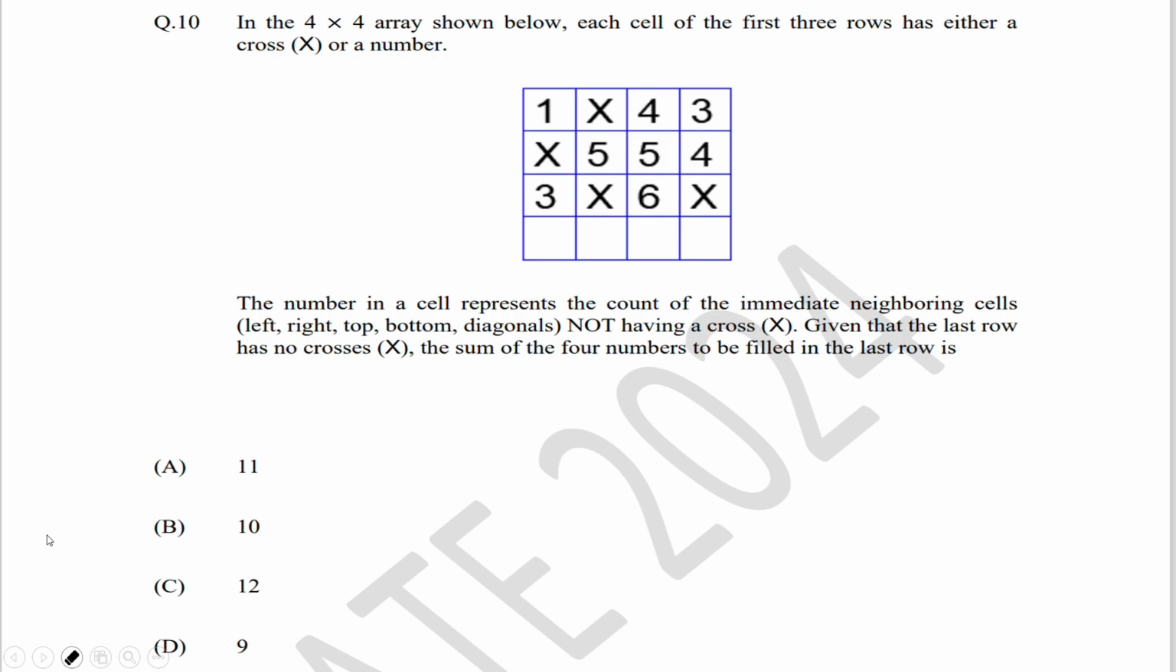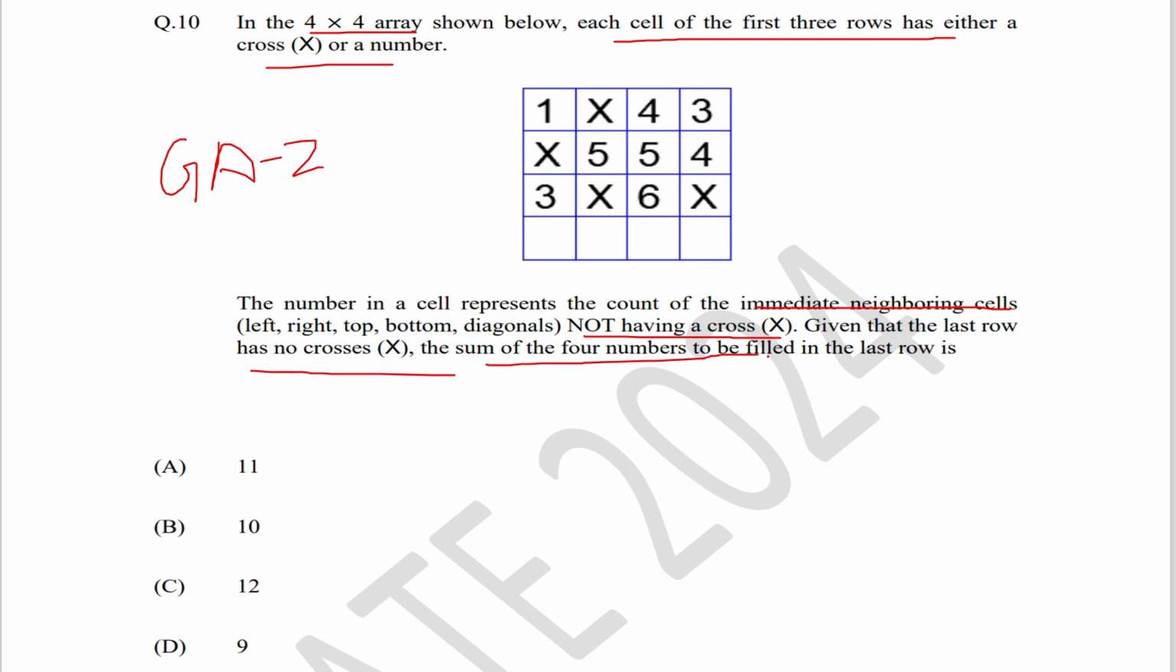Hello everyone. So this is a General Aptitude GATE CSE 2 marks question, from the CSE Set 2 paper. In this question they have given a 4 cross 4 array. Each cell of the first 3 rows has either a cross or a number. The number in a cell represents the count of immediate neighboring cells not having a cross. Given the last row has no crosses, find the sum of the 4 numbers to be filled in the last row.